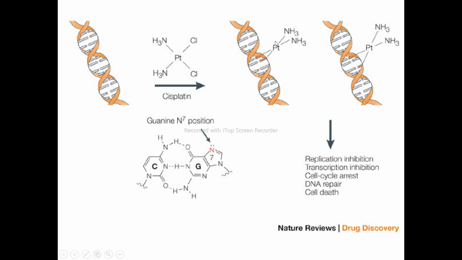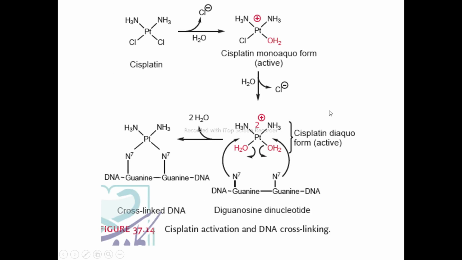Once cisplatin alkylates the DNA base pairs, later on these processes get inhibited. That is, DNA replication is inhibited, DNA transcription is inhibited, then it results in cell cycle arrest. Then the DNA repair mechanism is also interrupted, and later on the cell dies, right? So this is the mechanism of action of cisplatin.